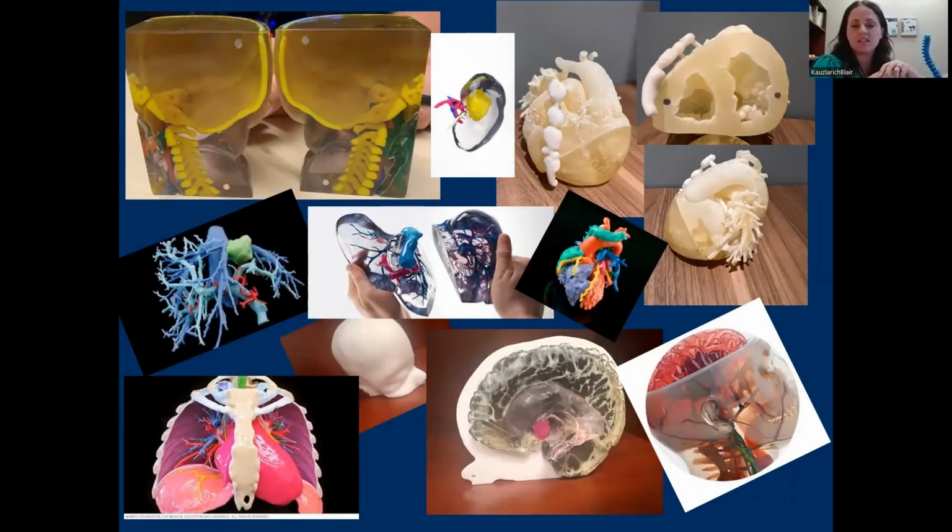You can encase things in clears. You can do things color coded. And then also we have the digital anatomy printer, which is the J850, and it can print in different matrices depending on what you're wanting, whether that's bone or tissue.